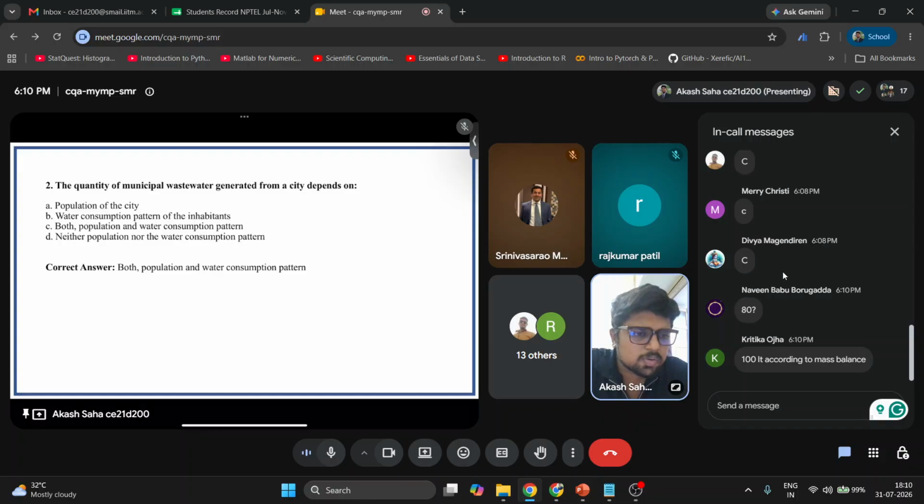100 liters according to what mass balance you are trying to tell? No, I'm saying that, can you please clarify what you are indicating by mass balance here?